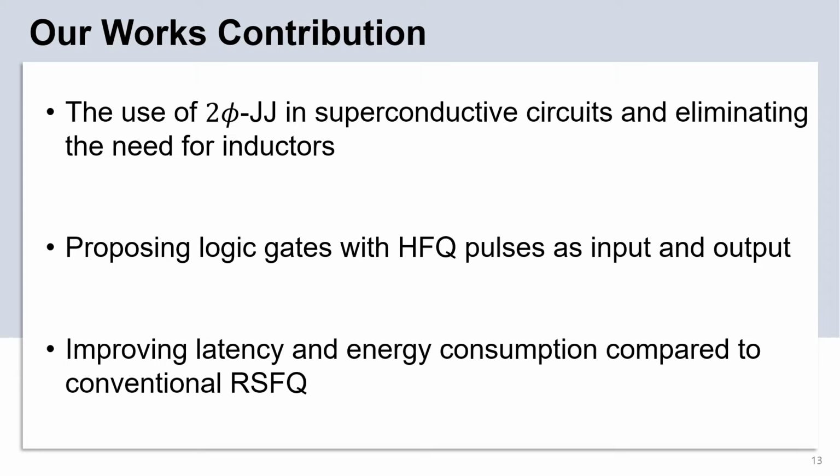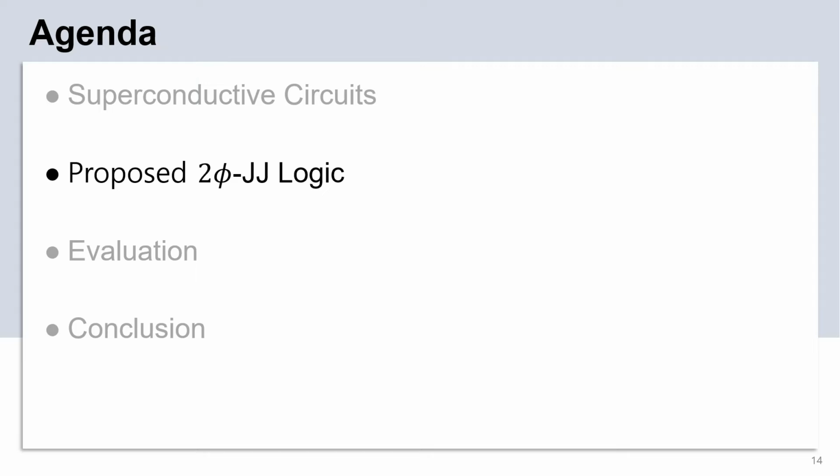So our contribution, the use of 2πJJ in superconductive circuits, eliminates the need for inductors, meaning it eliminates the need for large loops to store the SFQ. The proposed logic gates have HFQ inputs and outputs. Using these HFQ inputs and outputs, we can improve the latency and energy consumption compared to conventional RSFQ circuits. So now I'm going to give a brief background on 2πJJs and show you the proposed 2πJJ logic circuits.